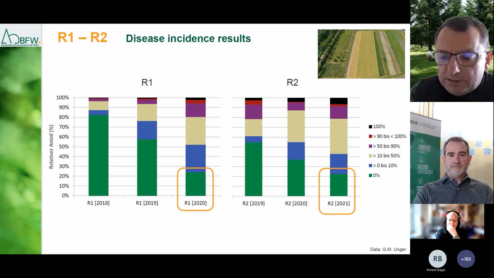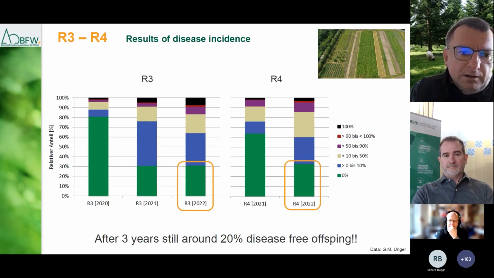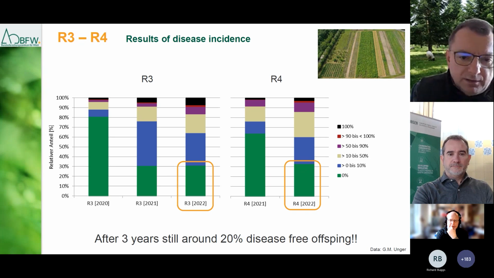So how did this look? As said, we had already selected from field-tolerant, field-resistant trees. In the end, we had about 20% healthy offspring on average from all the plots. This goes for R2 and R1. In the younger plots, last year we had less disease incidence, around 30%, but we expect that it will eventually be around 20% as well, because last year was a very dry summer, and this may have helped the ash not to get infected by the fungus.